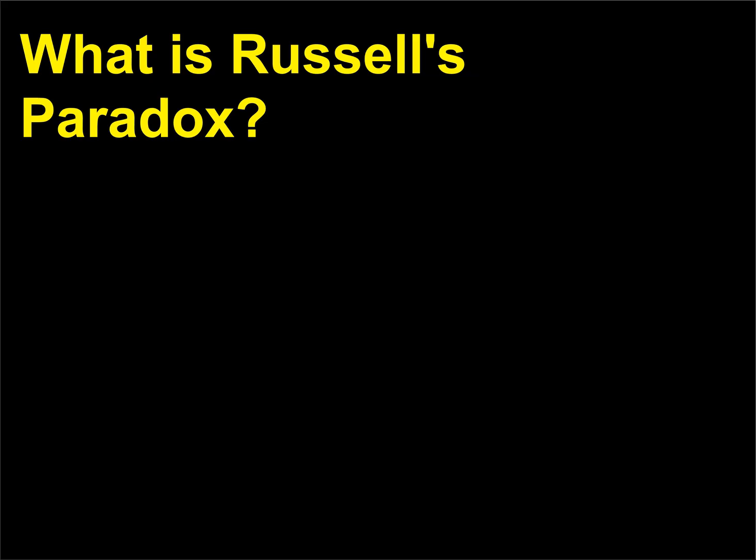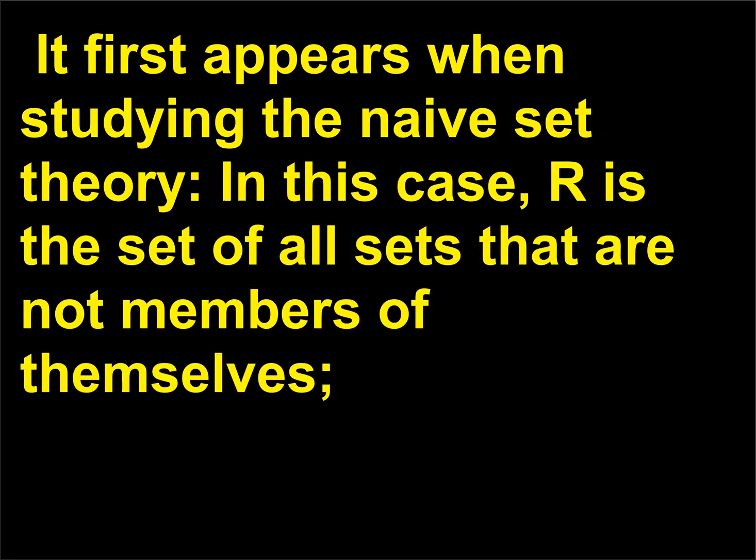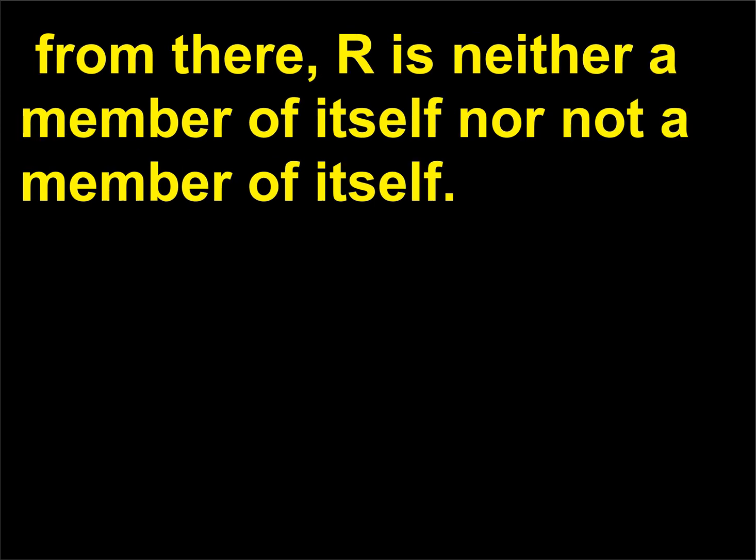What is Russell's paradox? Russell's paradox is one of the most famous of the set theory paradoxes. It first appears when studying naive set theory. In this case, R is the set of all sets that are not members of themselves. From there, R is neither a member of itself nor not a member of itself.